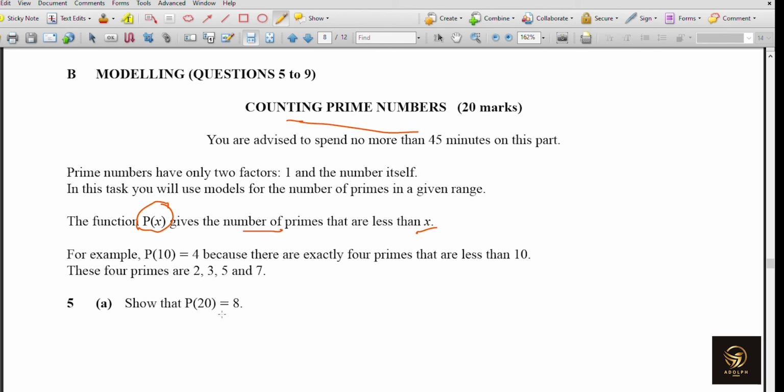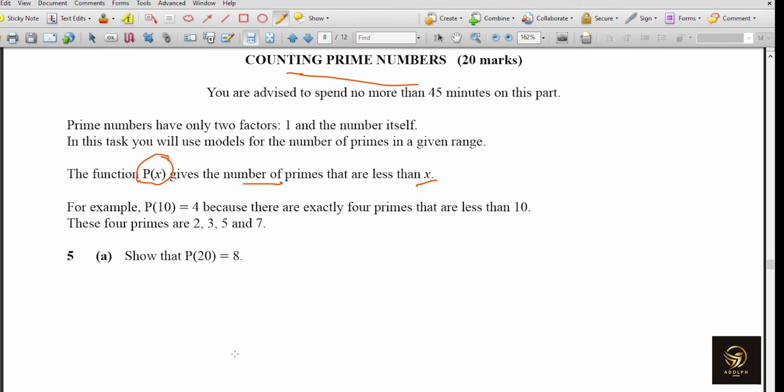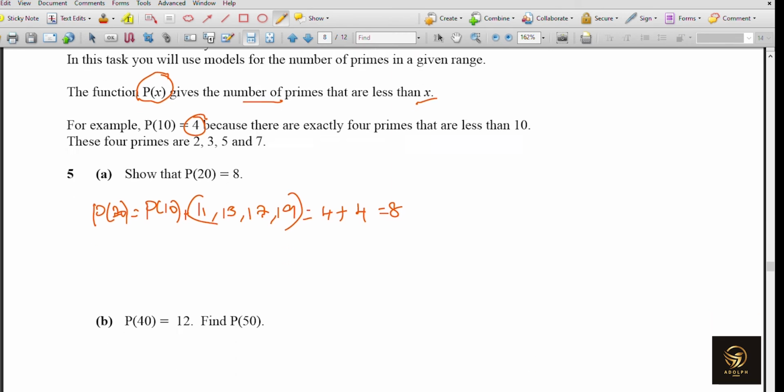So they have already given p of 10. After 10, if you calculate what primes there are, it is going to be good. After 10, 11 is a prime, 13 is a prime, 17 is a prime, and 19 is a prime. So we already have 4, and here we have 4 more. So p of 10 plus 4 more, 4 plus 4, is going to give 8 as the answer. So p of 20 we are getting as 8.